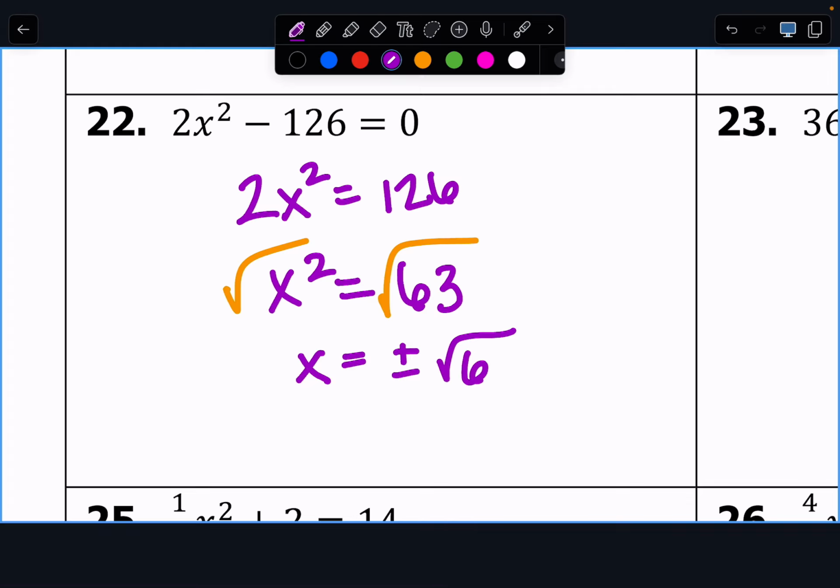So we have plus or minus square root 63. Do we want, nope. What divides into 63? It's 9 times 7. So this is plus or minus 3 root 7.